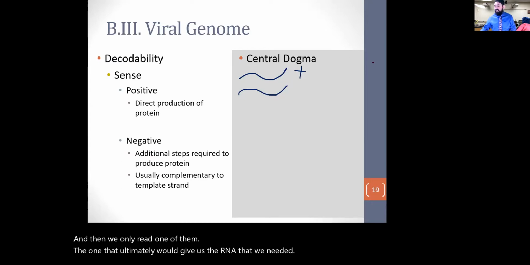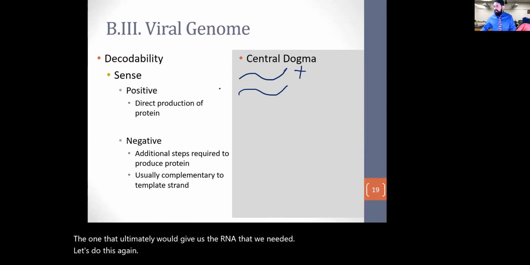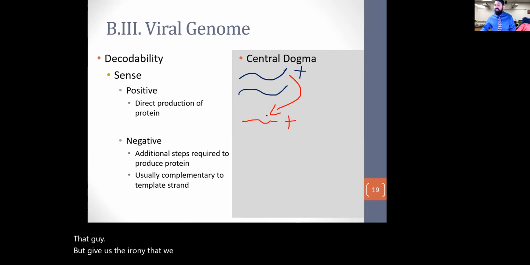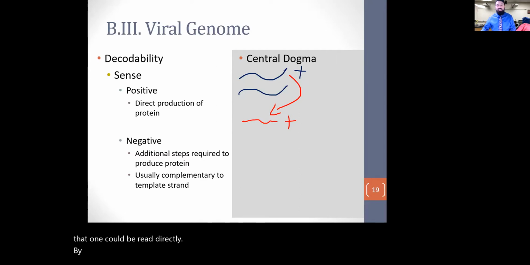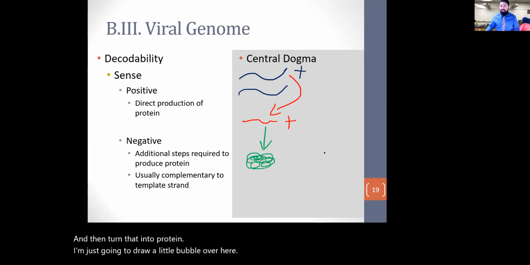Let's do this again. That guy would give us the RNA that we needed, which was also in positive sense. And then ultimately, that one could be read directly by the translation components, and then turn that into protein. I'm just going to draw a little bubble over here, right? That worked. But what happens when it's negative sense?